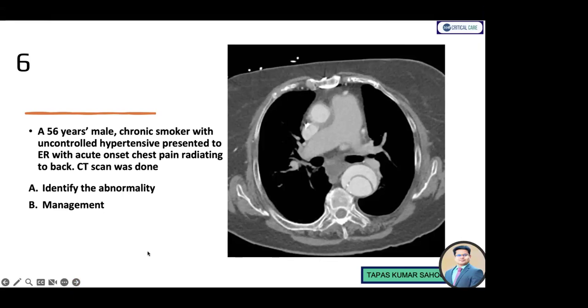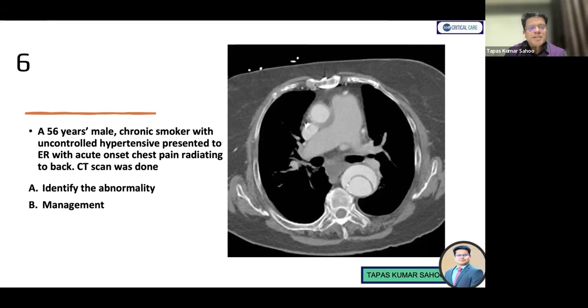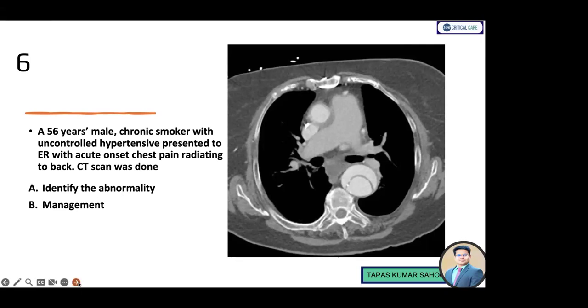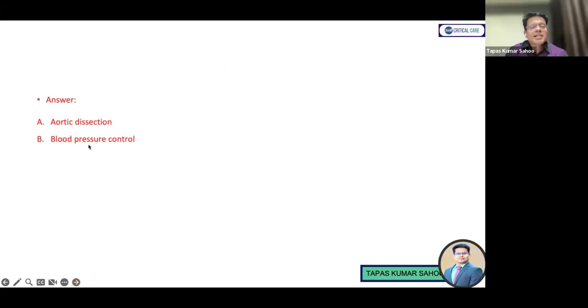Aortic dissection with false lumen. Yes. And management? Heart rate and BP control, sir. If it's type A, surgery. Yeah. So aortic dissection: heart rate and blood pressure control as rightly said, and also depending upon the type, you have to opt for surgical opinion.